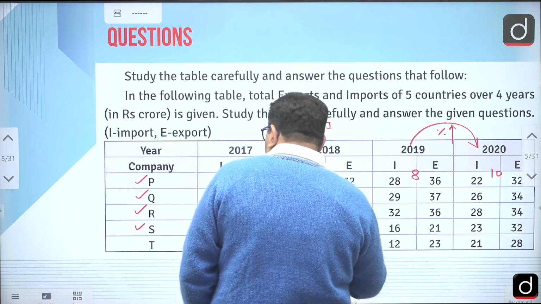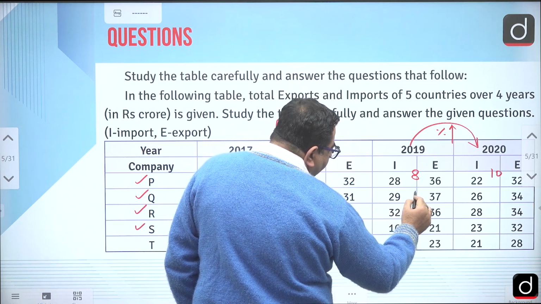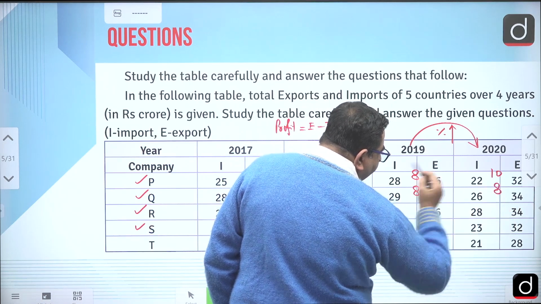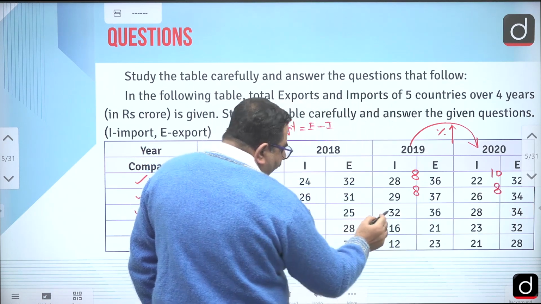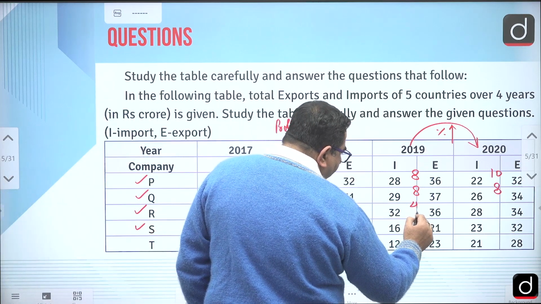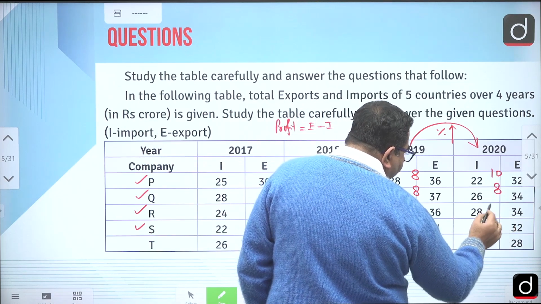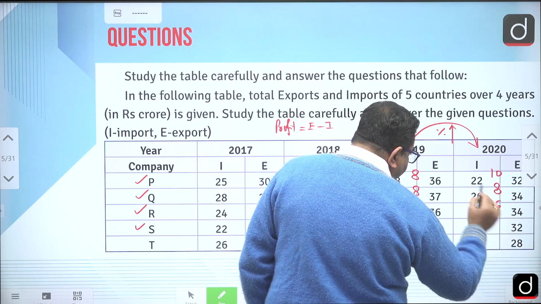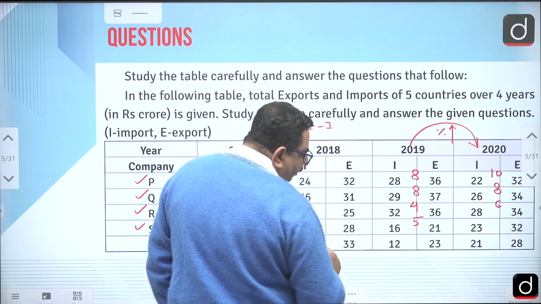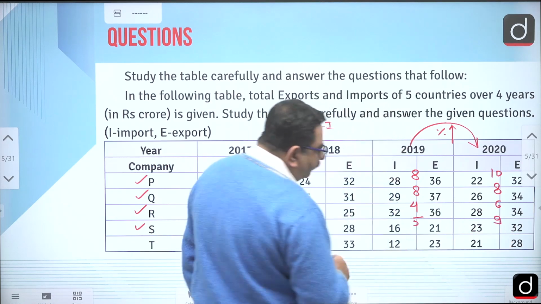Now check for the next company Q. 37 minus 29, again it is 8, and 34 minus 26, it is 8 also, right? For the next company R, in the same manner, this is 4 and this is 34 minus 28, that is 6. Here this difference is 5 and 32 minus 23, that is 9, right?